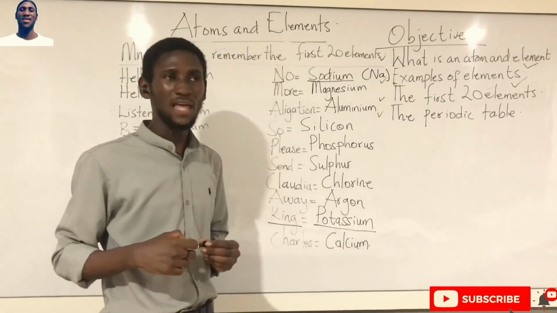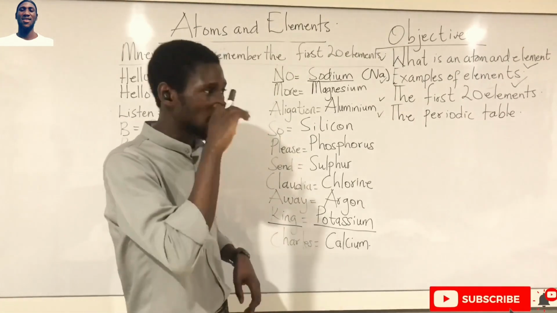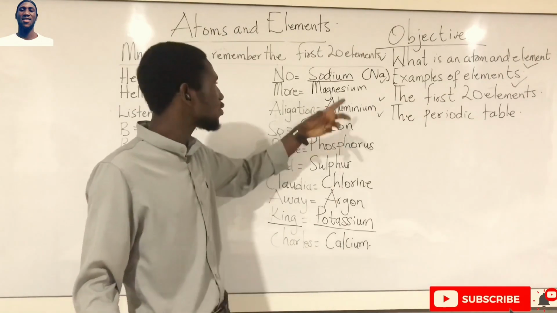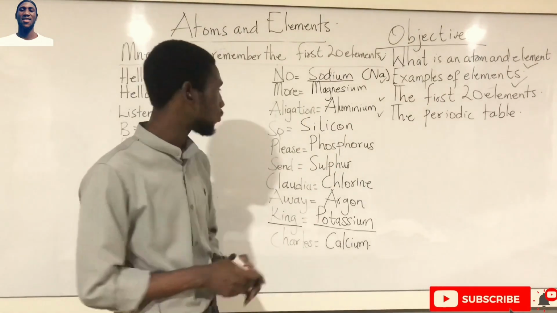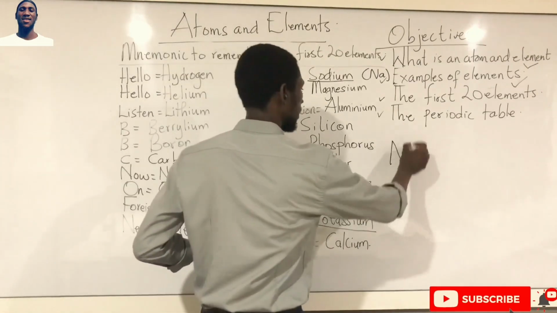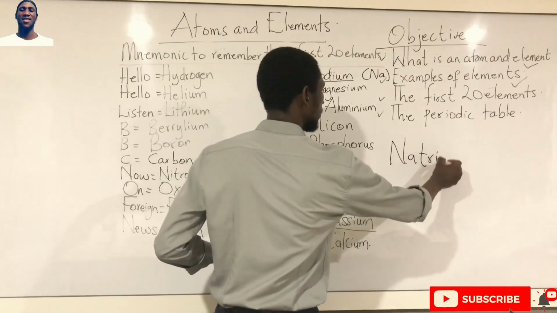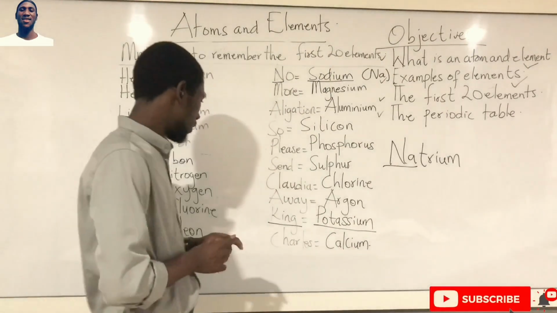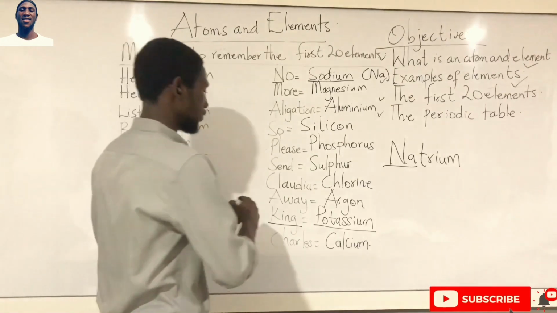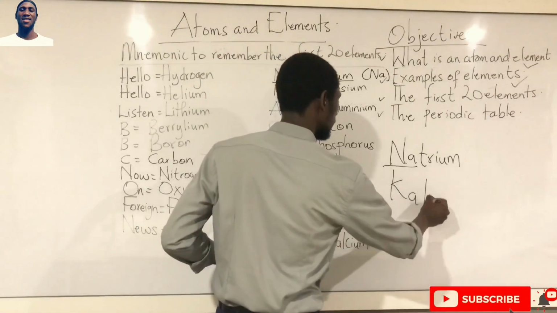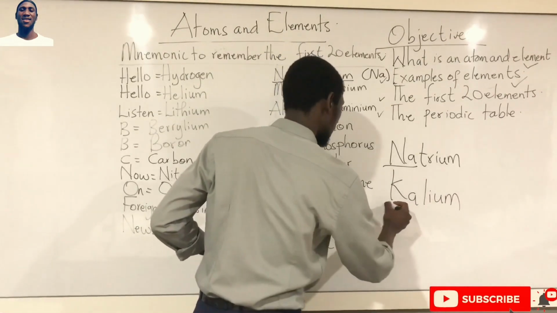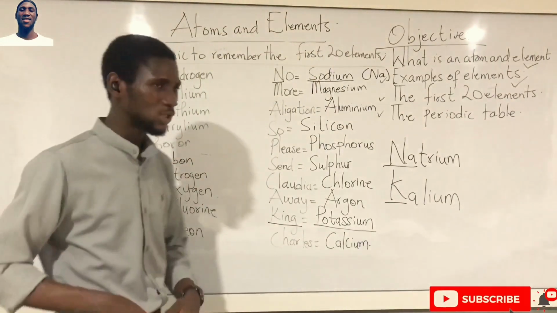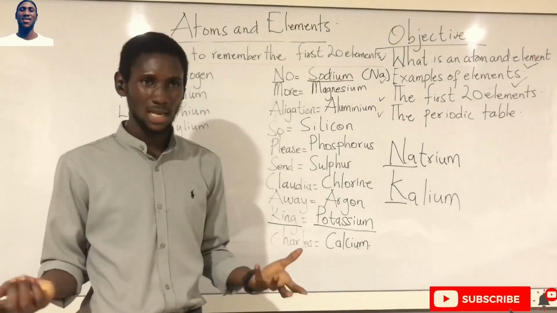This is because some of these elements were derived from Latin words. The Latin word from which sodium was derived was natrium, so Na. Then potassium was from kalium, the Latin word kalium, so K. But I think with this mnemonic in mind, you can easily remember the first 20 elements.